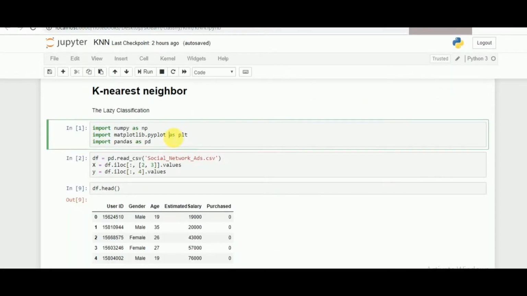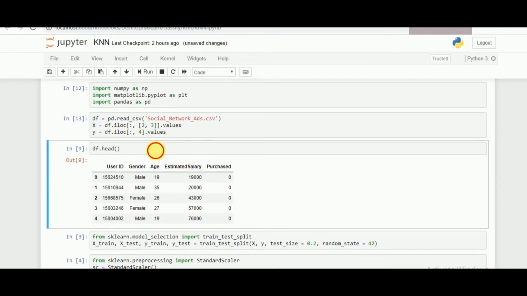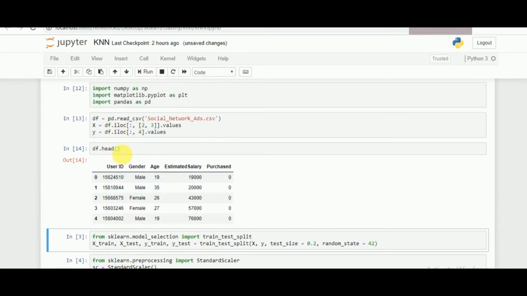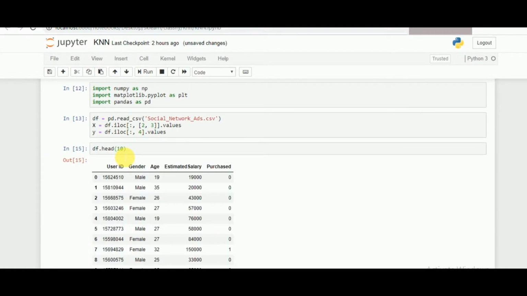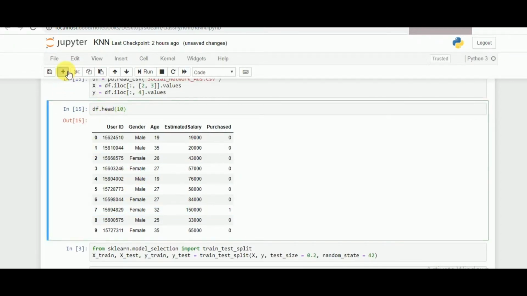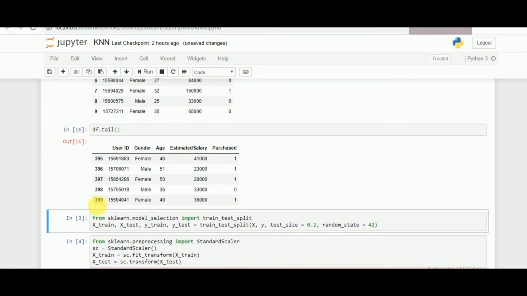So let's get started with the data set that we have. Importing the necessary libraries and using the social network data for the purchase transactions that we had. Running the first 5 values, df.head provides us the first 5; if I change the value to 10, it gives us the first 10 values. Similarly, if I do df.tail and run it, it gives me the last 5 values.